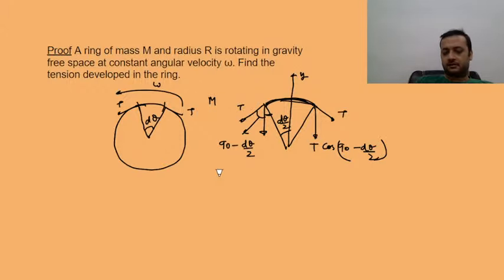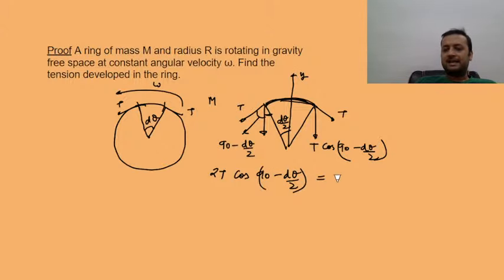So what is the total force, total tension acting in the downward direction? 2T into cos of 90 minus d theta by 2. This is the total force acting on the element along the y-axis. This will provide the centripetal force, or you can equate it to centrifugal force, whatever you want. If you want to go into the rotating frame, then you can equate this to centrifugal. If you want to do this in the ground frame, then you could equate it to centripetal force.